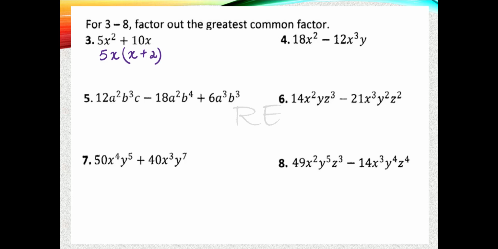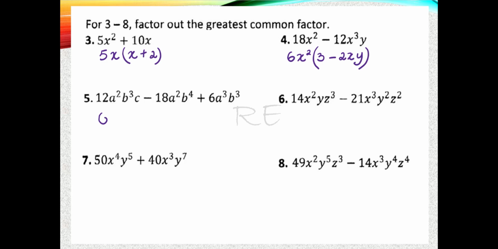Between 18 and 12, the GCF is 6. Between x squared and x cubed, the GCF is x squared. So it'll be 6x squared multiplied by 3. 3 times 6, 18, 18x squared. Minus 2, 2 times 6 is 12. Multiplied by x, y.